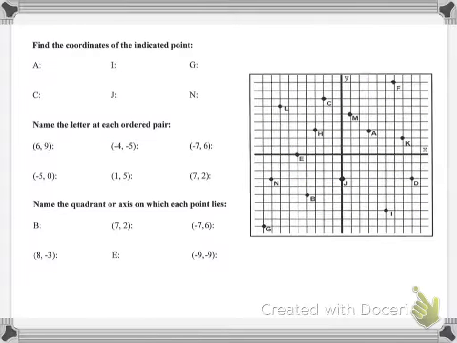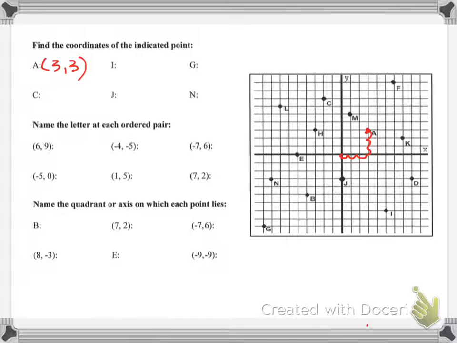Let's give this some practice. The first set of directions asks us to find the coordinates of the indicated point. So we're looking for point A, which is right here, and it wants us to give it an ordered pair. It wants to know what's the name of that point. So again, we're going to start here at the origin, and we're going to count across the x before we go up or down the y. So if we count across, we're going 1, 2, 3, and then we're going up 1, 2, 3. So the ordered pair of point A is 3, 3.